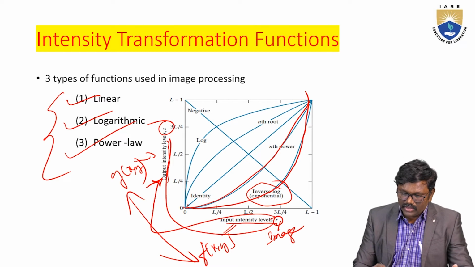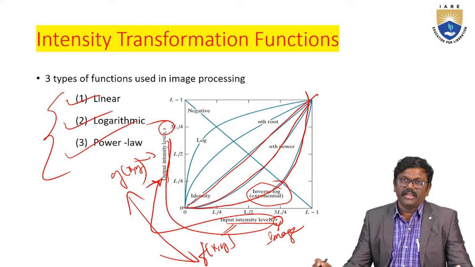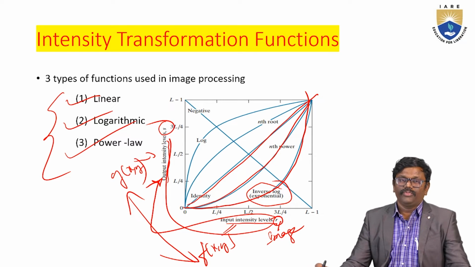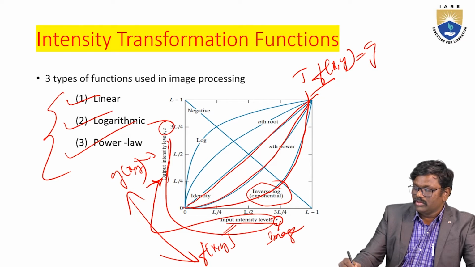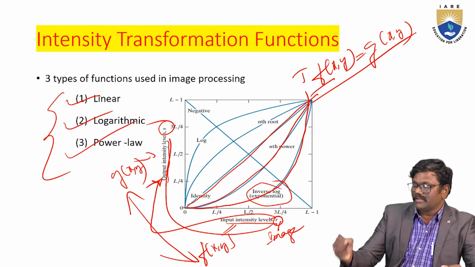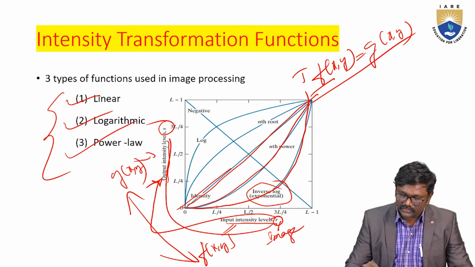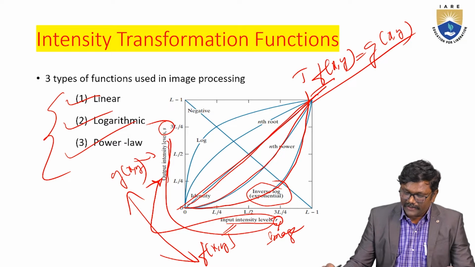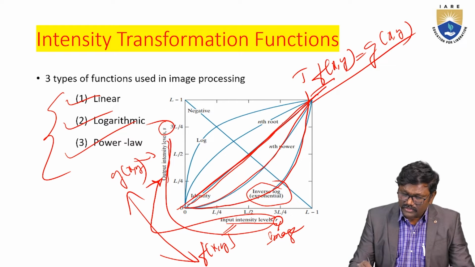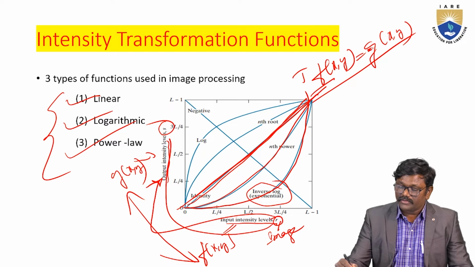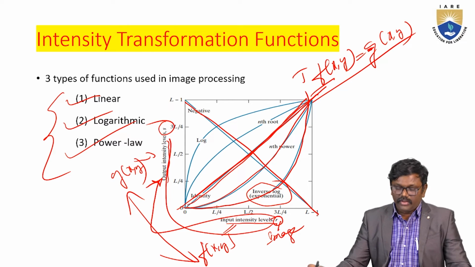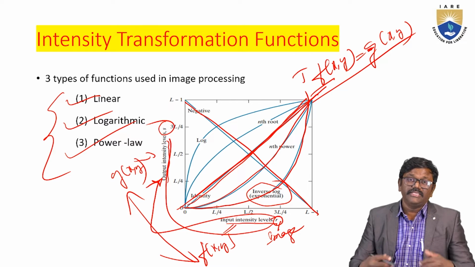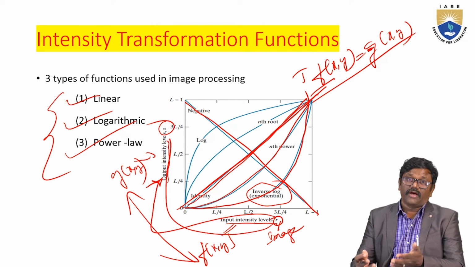So you are going to see one of the values, that is the linear variation, called identity. Identity means nothing but f of x comma y, that is T of x comma y, is equal to g of x comma y. No changes at all. So the same characteristics will show here. Similarly, for reverse it is simply minus, that is negative.